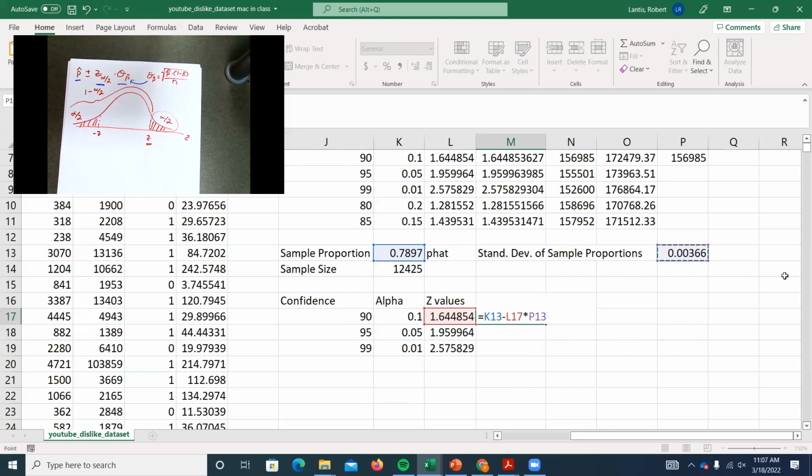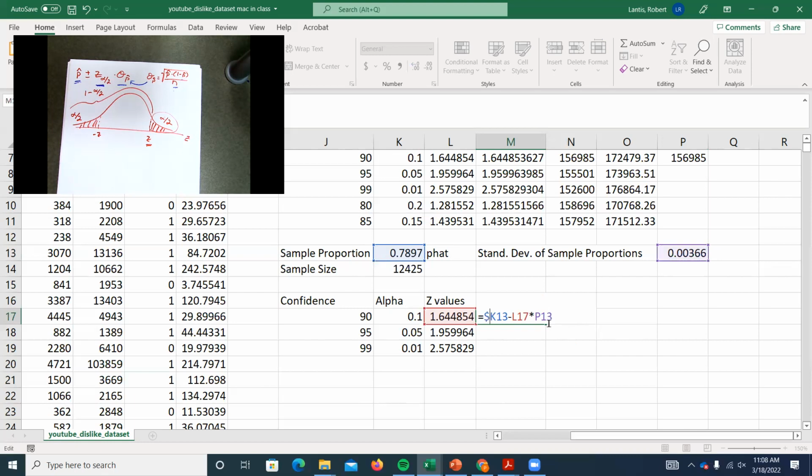So that's easy enough, but what if I want to copy this down and find a lower bound for my next 2 confidence levels? Well, what's the only thing that changes when we're doing a different confidence level? My sample proportion is going to be the same. My sample sizes are the same. The only thing that changes is that alpha, which then changes what Z value I need to use. So when I copy this down, the only cell reference I want to update is this Z value cell reference, or the red one, right?